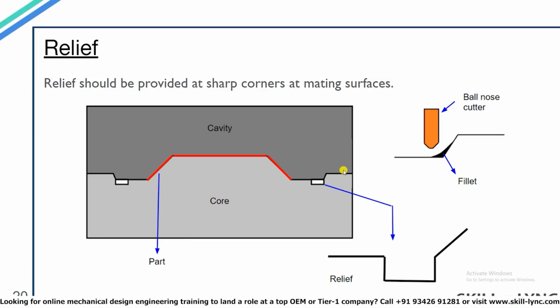same plane. When we use ball nose cutters for machining sharp corners, it produces a fillet at the corner, as you can see on the right side of the slide. The creation of this fillet makes it difficult to match the core and the cavity side. So that is why some relief is provided near sharp corners near the mating surfaces.